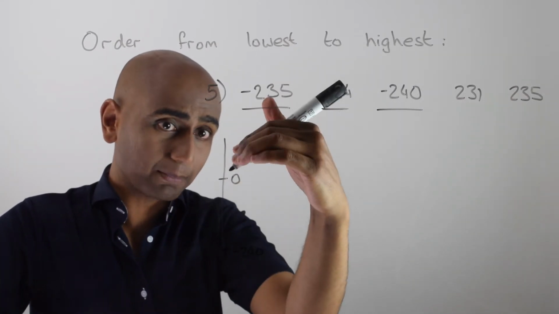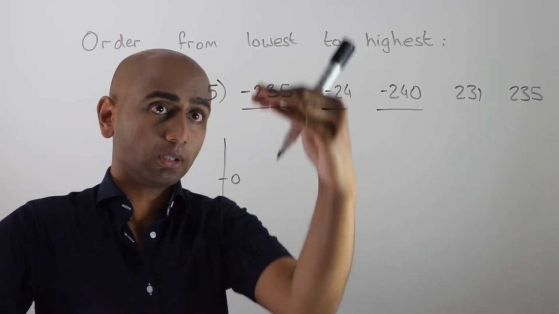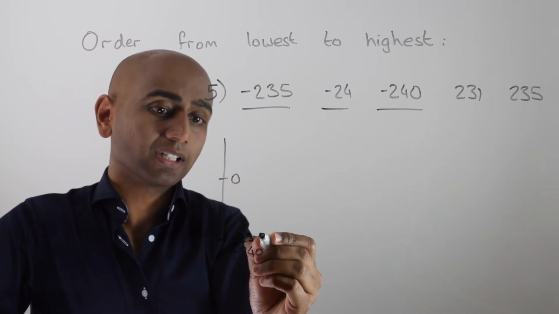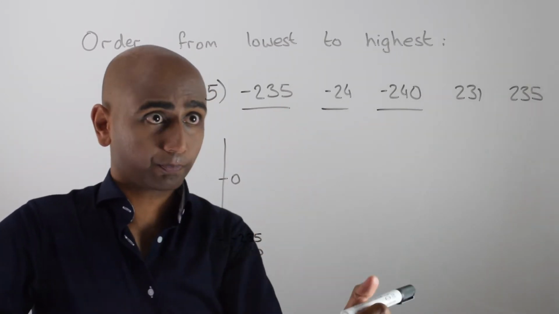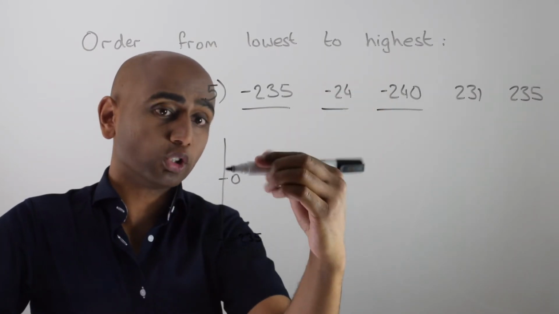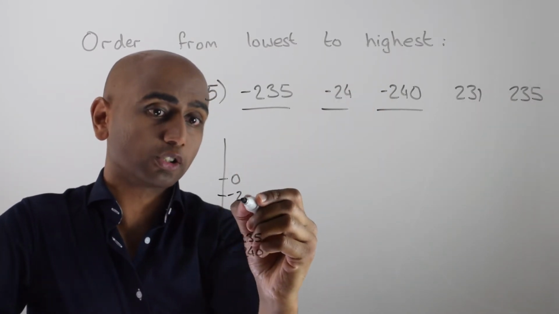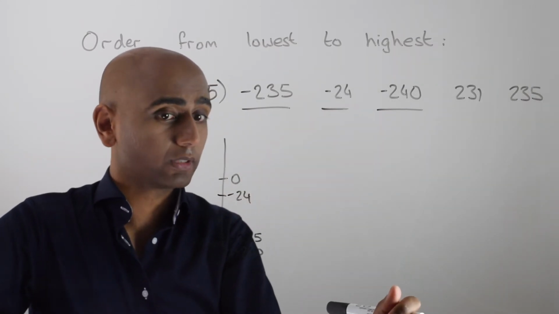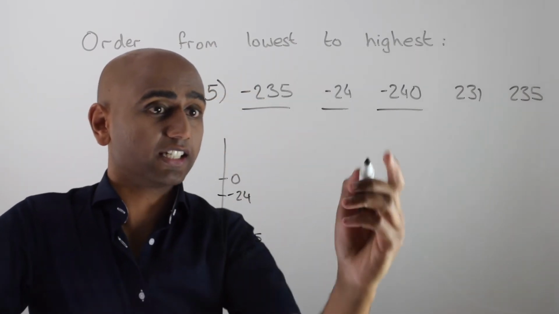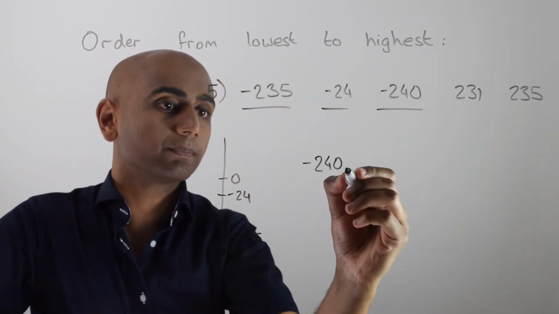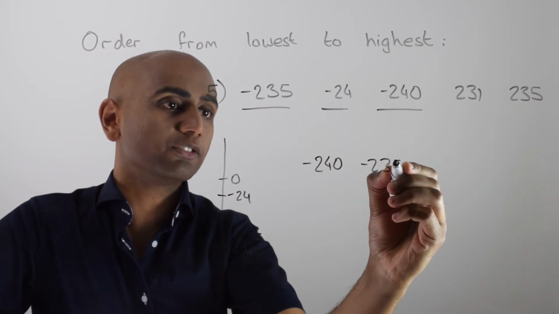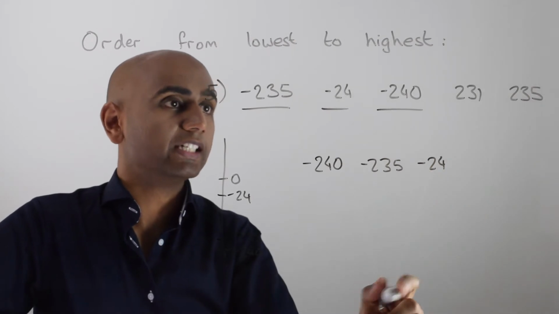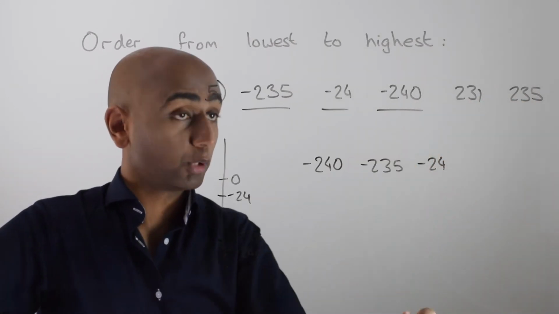It's 240 steps below 0. Minus 235 is not as far below 0. It's only 235 steps below. Minus 24 is only 24 steps below, so it's a lot closer to 0 like that. But it's still below because it's a negative number. So in order from lowest to highest, we've got minus 240, then we've got minus 235, then we've got minus 24, and then we've got these two numbers here, our positive numbers.